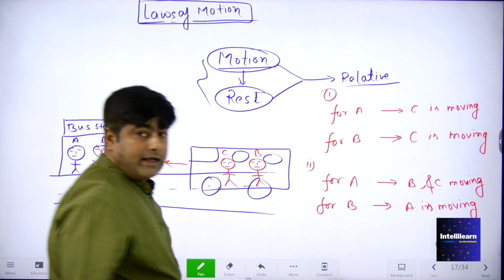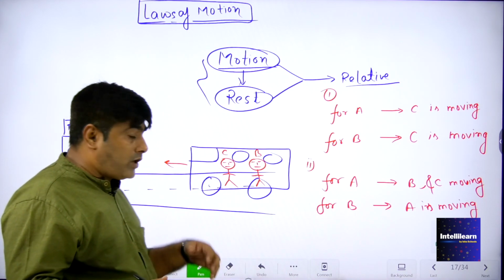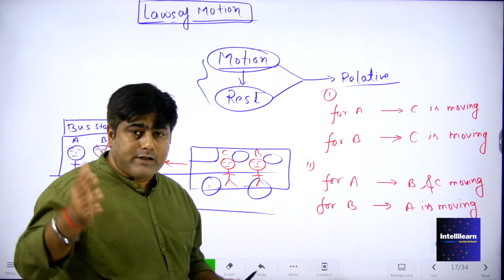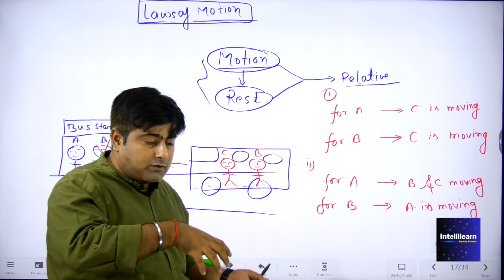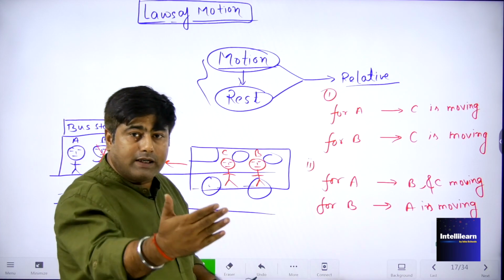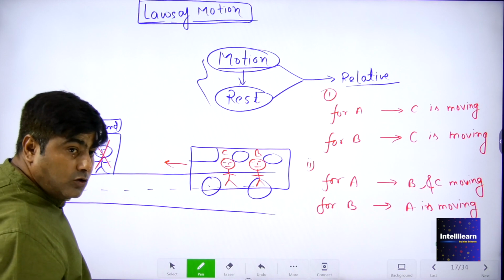Suppose that you are sitting inside a train or a bus and the bus is moving. Suppose that you are sitting and you are looking out of the window. So you will find all the plants, all the trees, all the poles, pillars, everything which was on the way or on the side of the road is moving backward. You will find that these things are moving backward. So similarly for B, A is also moving.